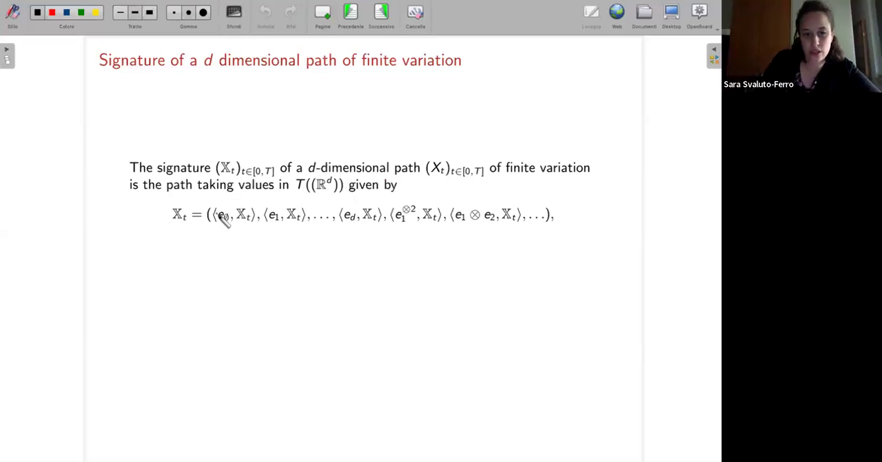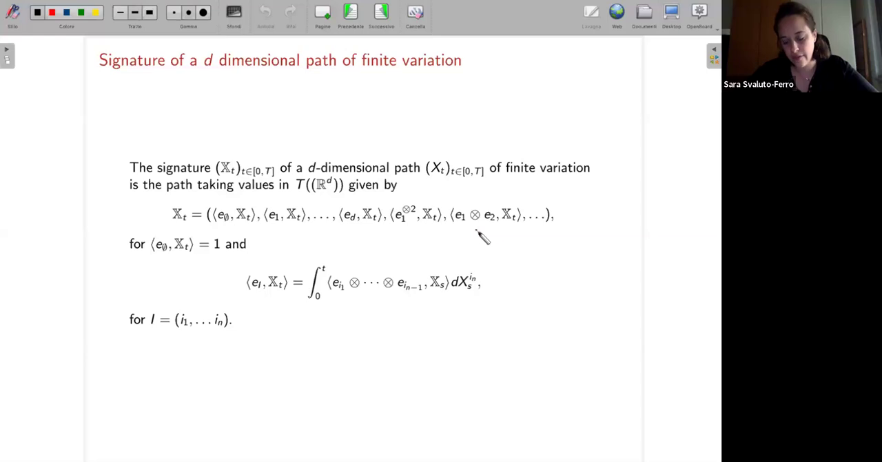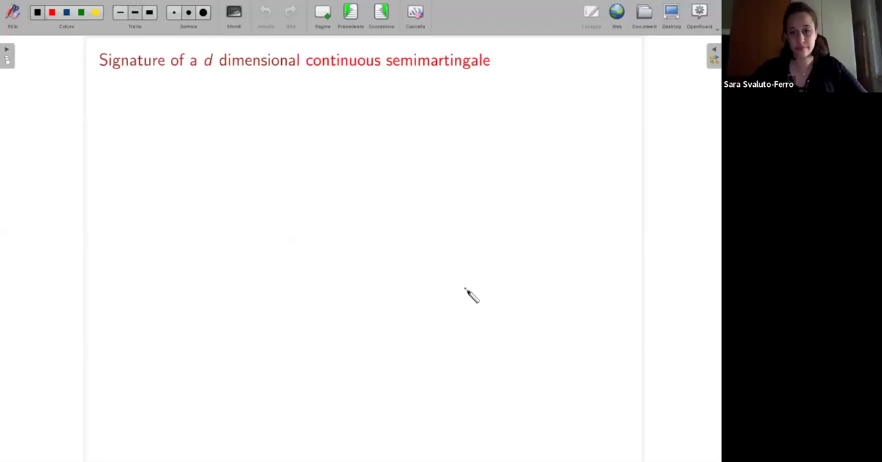What is the signature in dimension D? We have all the elements written like this, starting from the empty set, E1, ED, 1,1, 1,2, and so on till DD, and then you go to the triple levels and so on, where the first element is 1, everybody else can be written as the component of the signature without the last index, integrated with respect to the last index. We are just speaking about iterated integrals.